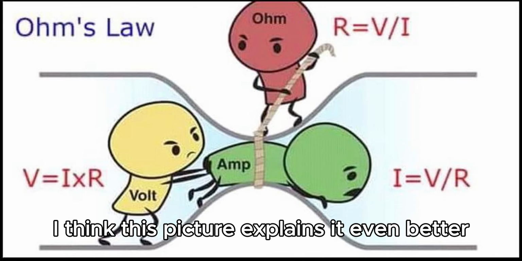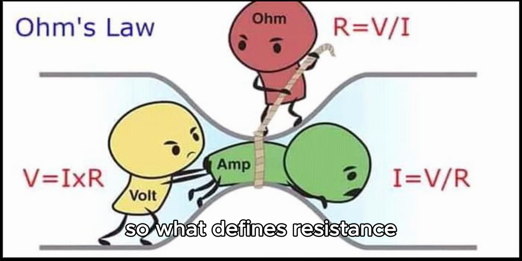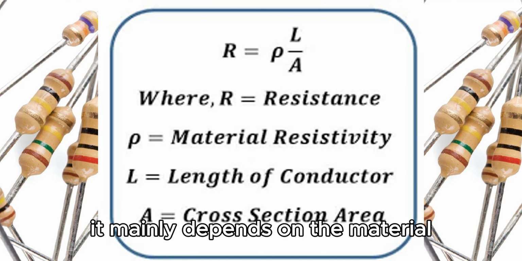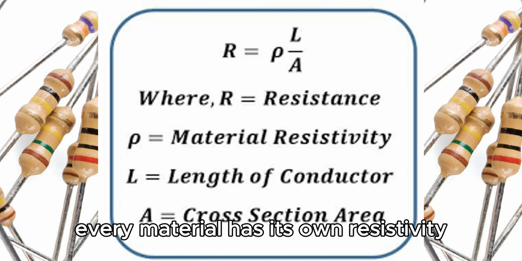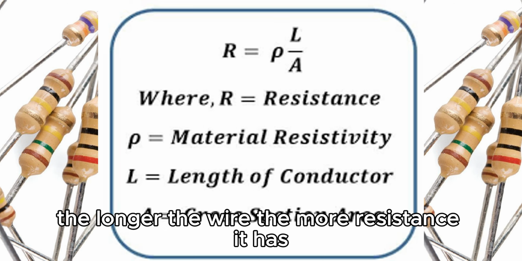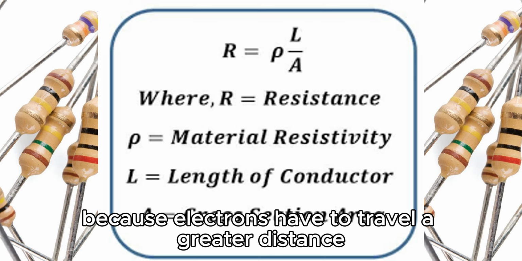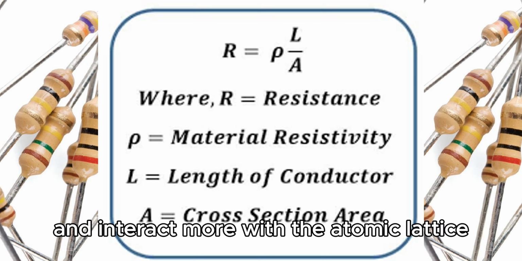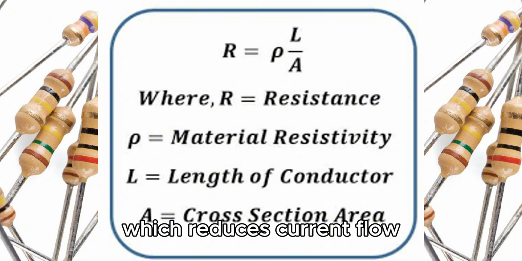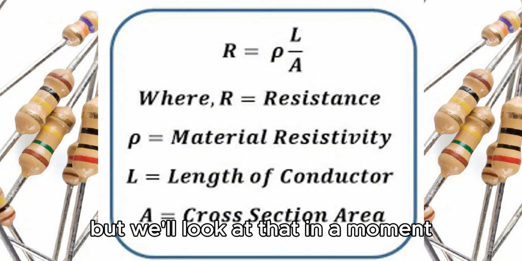But honestly, I think this picture explains it even better. So what defines resistance? It mainly depends on the material. Every material has its own resistivity. The longer the wire, the more resistance it has, because electrons have to travel a greater distance and interact more with the atomic lattice, which reduces current flow. But we'll look at that in a moment.